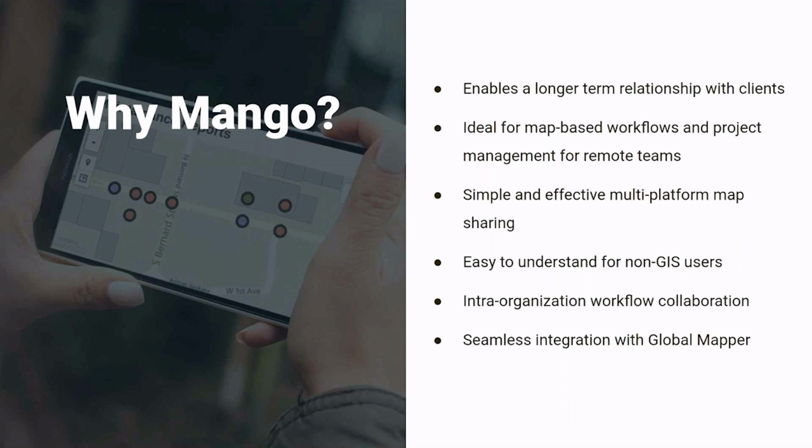And we now have, and this is the subject of today's video, seamless integration with Global Mapper. So what that means is with the new integration, you can create a map or take one of the maps that you've already created inside Global Mapper, and with a single click, you can publish that map across to Mango, complete with all of the styling and all of the attribute data.